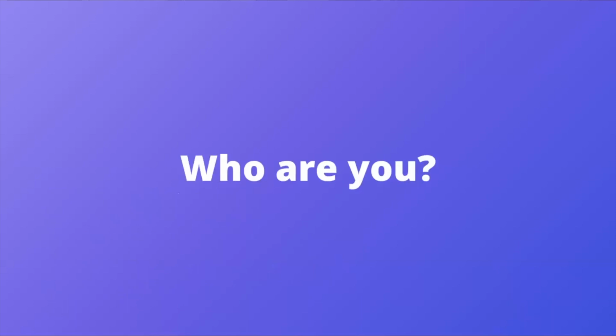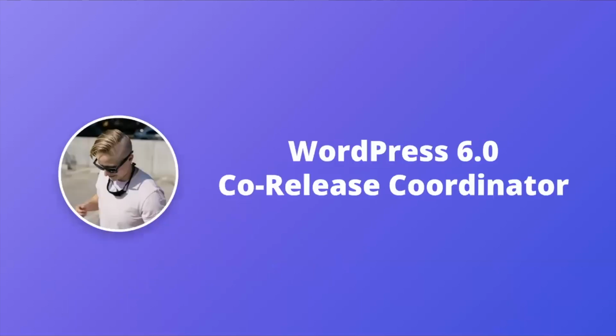So who are you? My name is Anne McCarthy. I'm a WordPress product liaison for Automattic and a co-release coordinator for WordPress 6.0. This basically means that I look across the release, ensuring that everything is running smoothly with my other co-release coordinator.